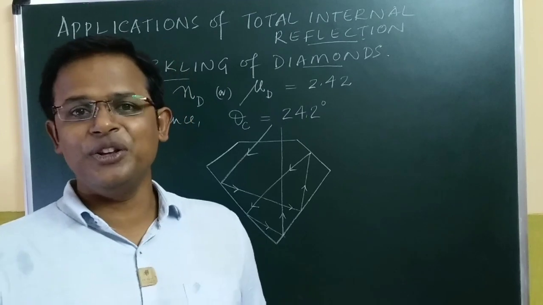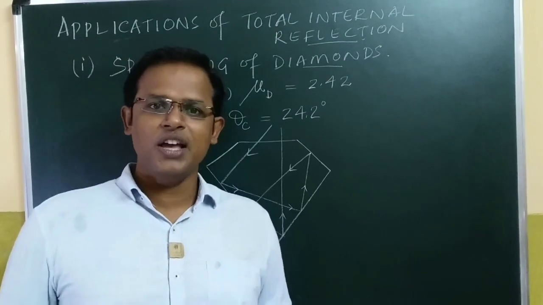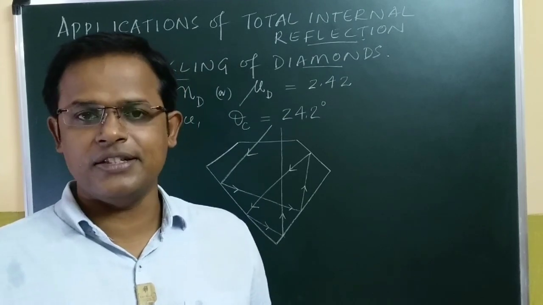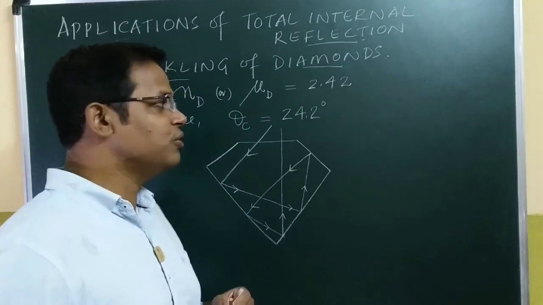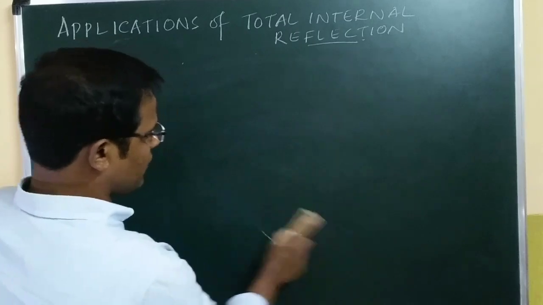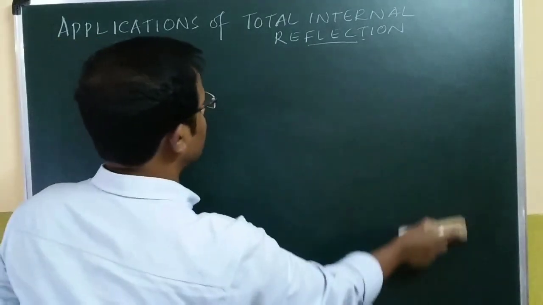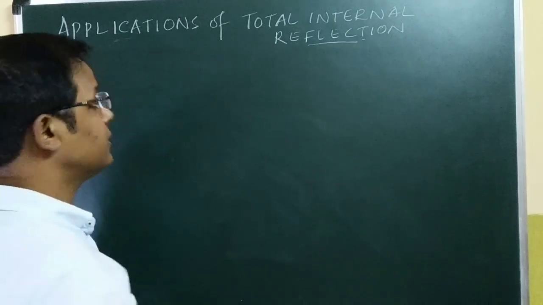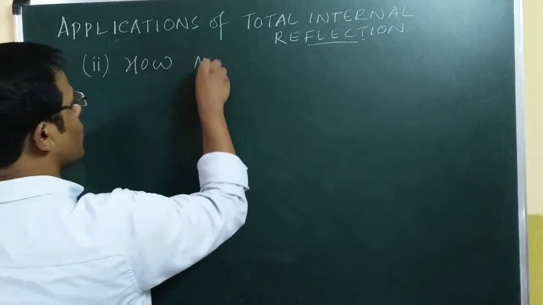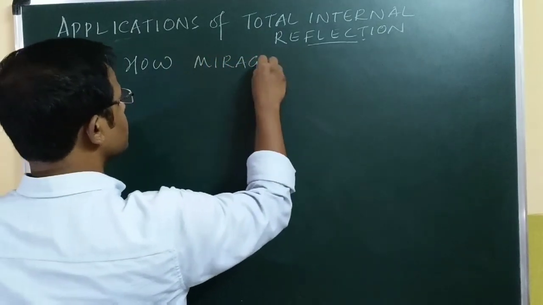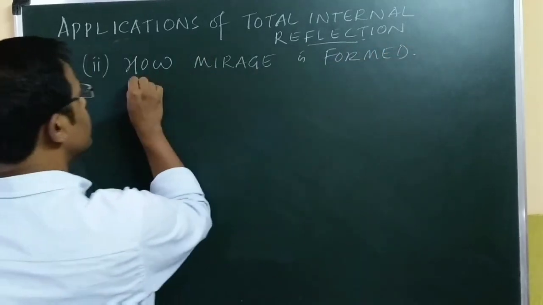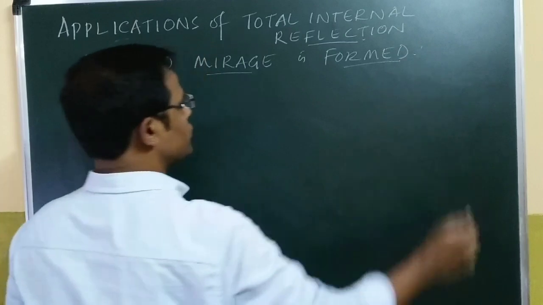That optical illusion is called mirage, very common in hot summer days, particularly in deserts. It can create a beautiful optical illusion, and it's all because of total internal reflection of light, and along with that definitely refraction of light. So let us quickly discuss how mirage is formed. What is the physics behind mirage formation?